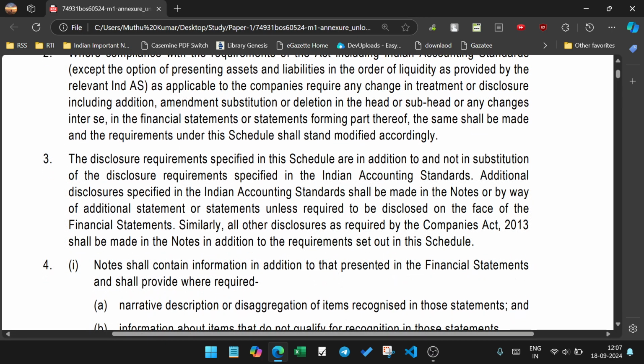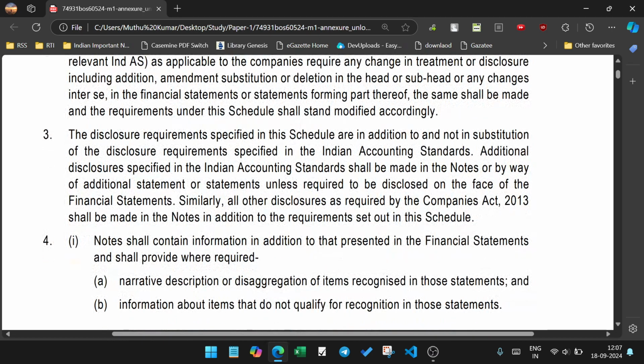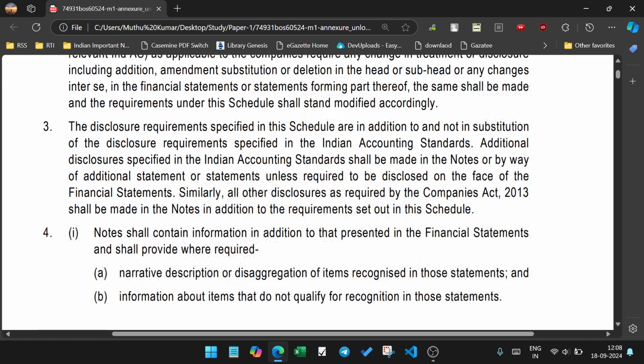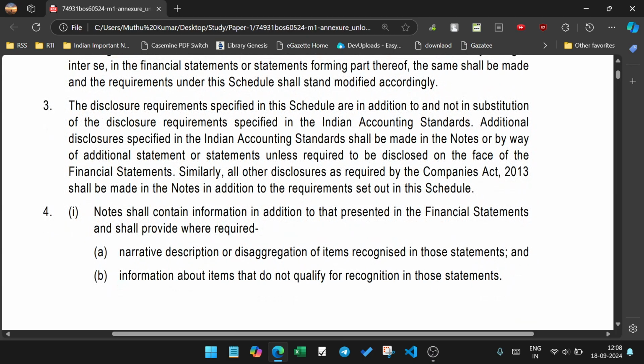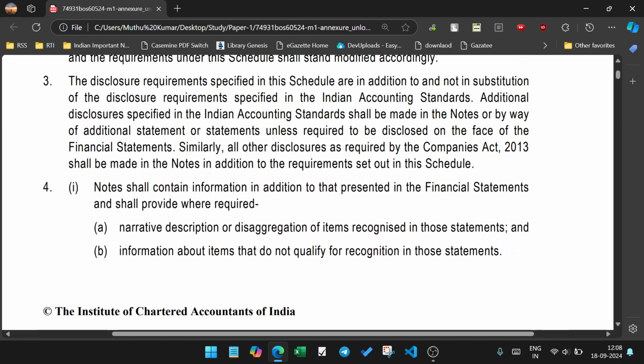Where the Indian Accounting Standards applicable to the companies require any changes in treatment or disclosure, including addition, amendment, substitution, or deletion in the head or subheads, or any changes in the financial statement or statement formatting, such changes shall be made and the requirement under the schedule shall stand modified accordingly. The disclosure requirements specified in the schedule are in addition to the disclosure requirements specified in the Indian Accounting Standards.